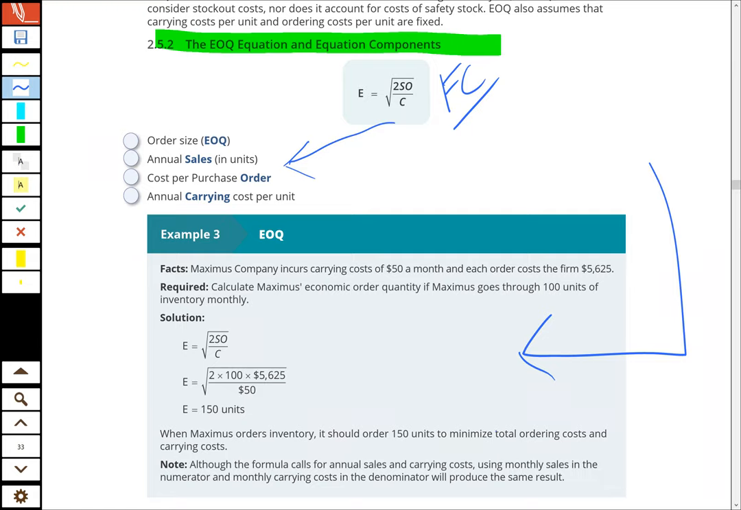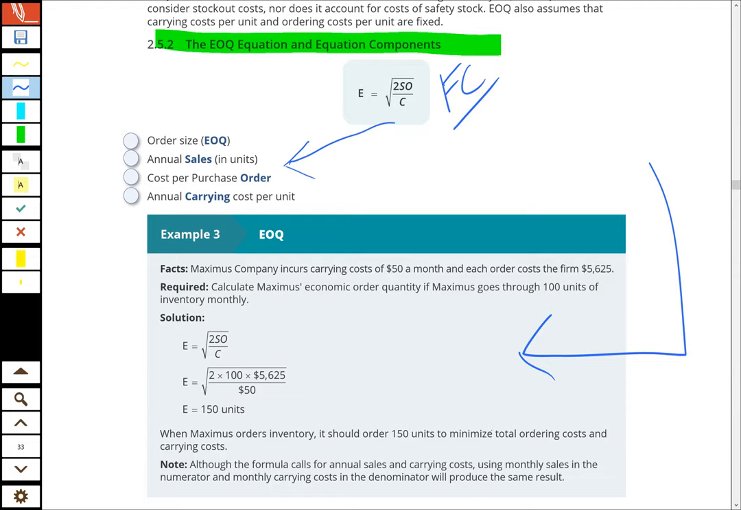Maximus company incurs carrying costs of $50 a month, and each order costs the firm $5,625. Calculate Maximus's economic order quantity. Maximus gets through 100 units of inventory.